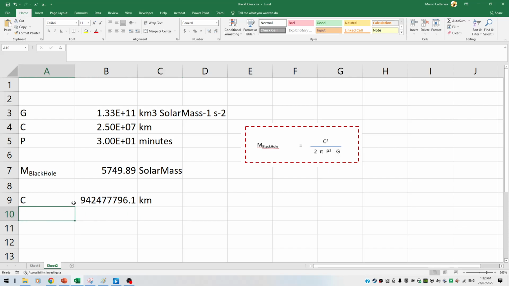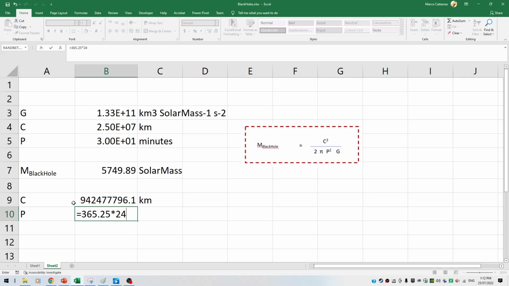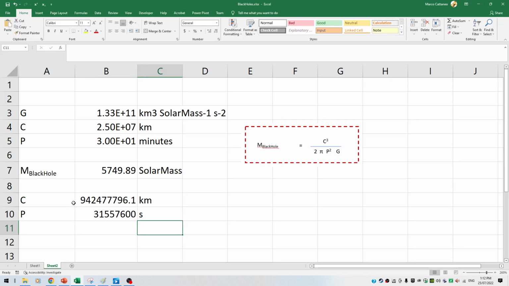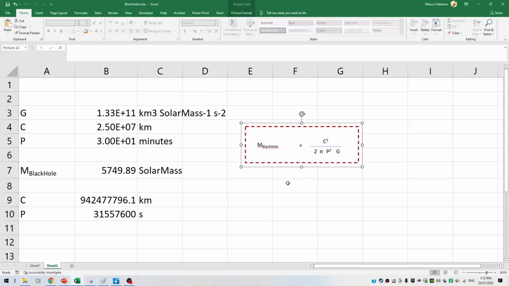Now the period is what? Well, it takes a year to orbit our Sun. So that equals 365.25, because we also want to account for leap years, times 24, times 60 minutes, times 60 seconds. That's how many seconds it takes to make one orbit around our Sun. So what if we actually put those values in here, in our formula?